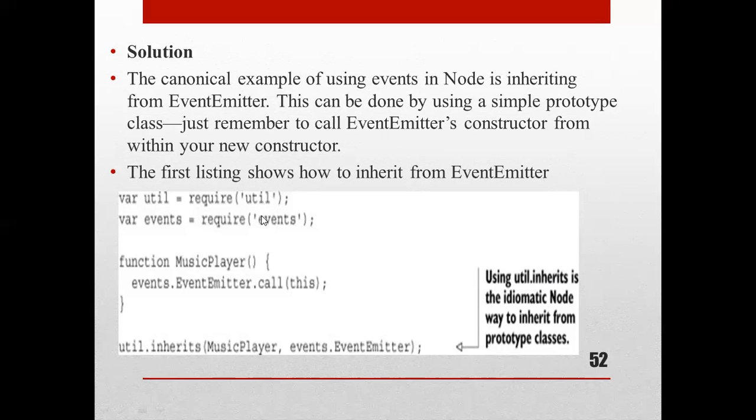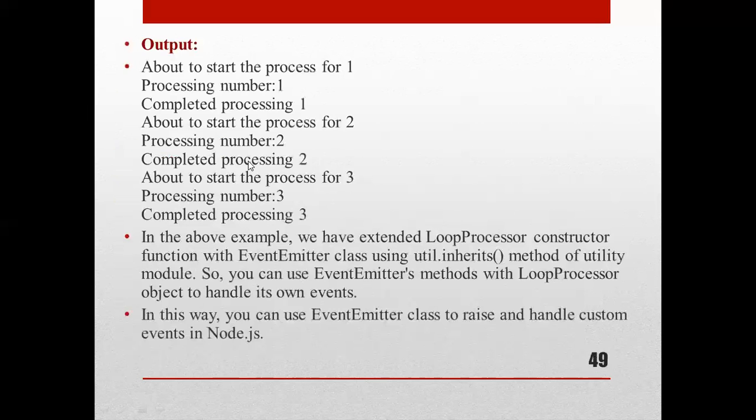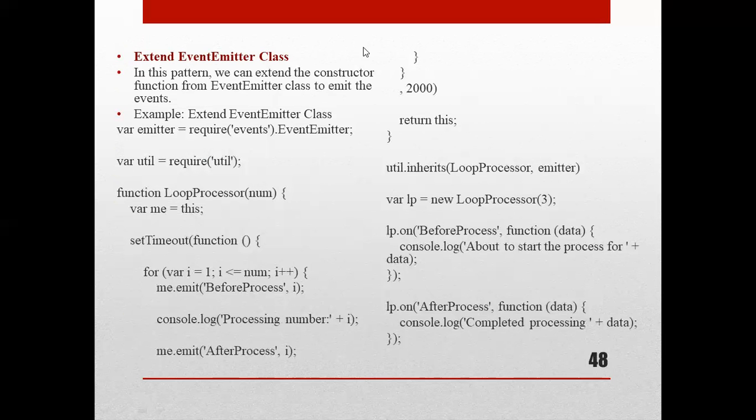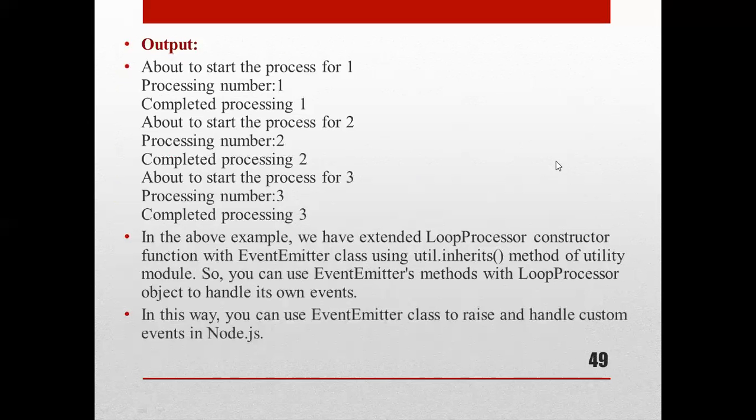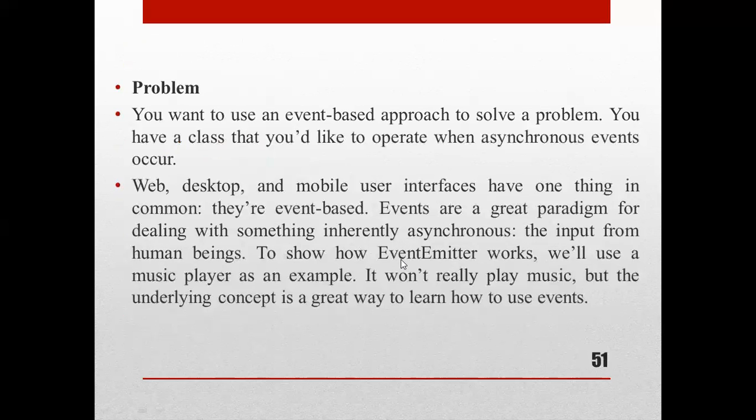Okay, for inheriting events, we have seen the example. This is the best example for this inheritance. We have to import the utility module by using the require function, and use util.inherits with the constructor or function name and the event emitter that we are going to use here. So in this way we have seen returning the event emitter using a function, extending the event emitter, and inheriting the events.